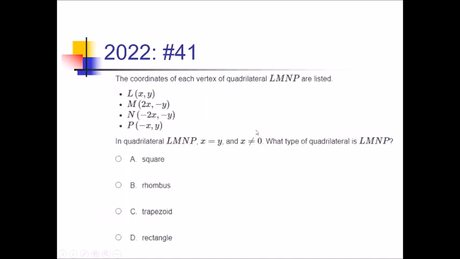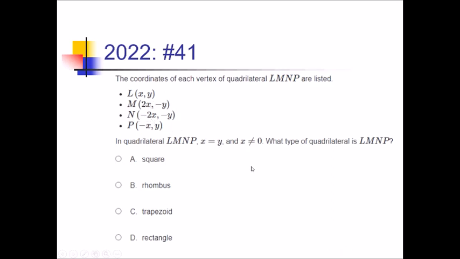For this problem, we have the coordinates of each vertex of some quadrilateral given here. And they didn't really give us the coordinates. They gave us kind of a way of figuring out the coordinates for any x and y. The key, though, they said, is that x equals y, so they're going to be the same, and they also stipulated that x is not 0, because if x and y were both 0, these would all just be the point 0, 0, which would not be very interesting.